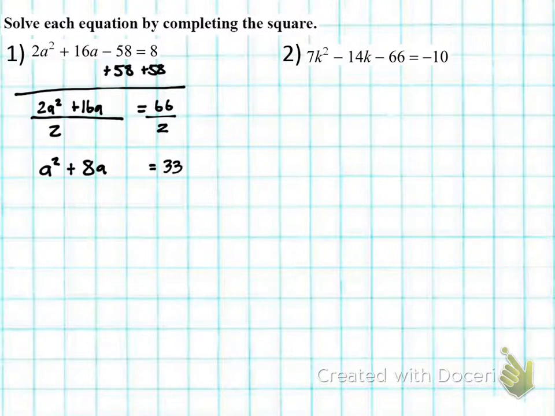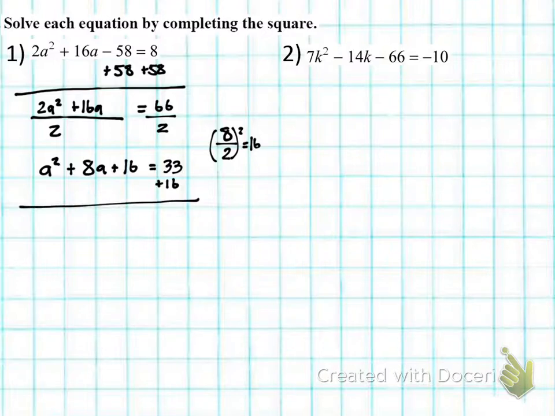Did you all see that? Okay, and then we're going to continue just like last week. What's b equal to? 8. So we're going to do 8 divided by 2 is 4. 4 squared is 16. So we're going to add 16 here and also add 16 here, right? This is a perfect square trinomial, so we have square root of a squared is a. Half of 8 is 4, so we have a plus 4 squared is equal to 33 plus 16 is 49. Take a square root of both sides. So we got a plus 4 is equal to positive and negative 7.